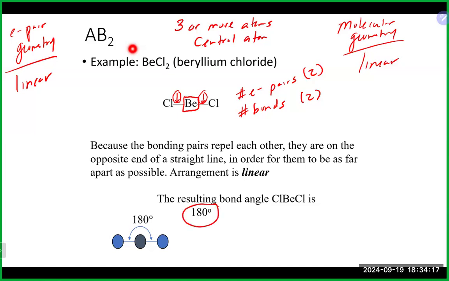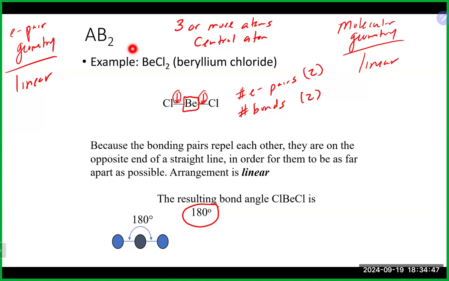They basically can move themselves as far away as possible from each other and be happy in that situation. They're not right next to each other, and we get this linear shape. So the electron pair geometry name is linear in this situation when you have two electron pairs. That geometry is really based on the number of electron pairs you have around the central atom. Two electron pairs in combination with two bonds will give you your linear geometry for the molecular shape.